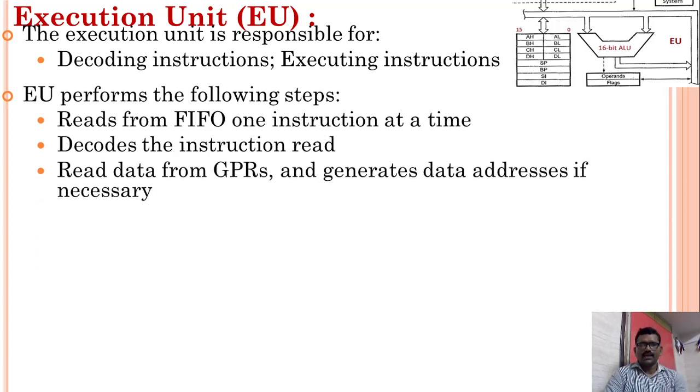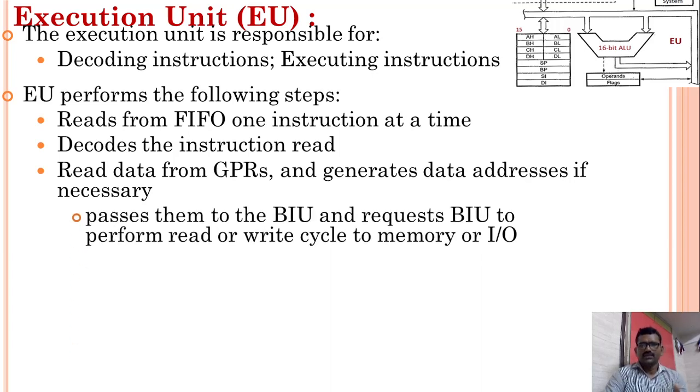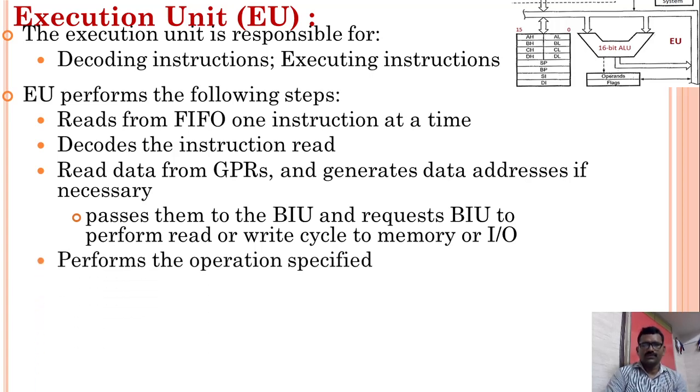After decoding, the execution unit will read the data from general purpose registers, and if the data is in memory, it generates the addresses if necessary. If the data is available in memory, then it must generate the address. That address detail is passed to the BIU, which is required to perform the read or write cycle to memory or IO, and performs the operation. Performing the operation is nothing but execution.